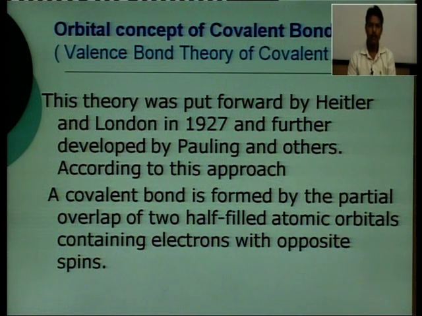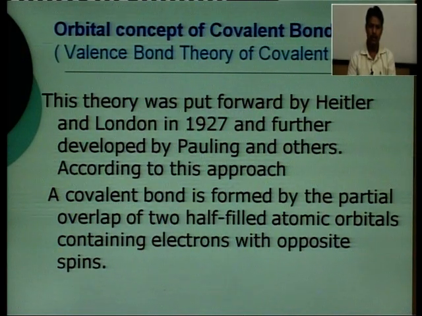Orbital concept of covalent bond, valence bond theory of covalent bond. This theory was put forward by Heitler and London in 1927 and further developed by Pauling and others. According to this approach, a covalent bond is formed by the partial overlap of two half-filled atomic orbitals containing electrons with opposite spins.